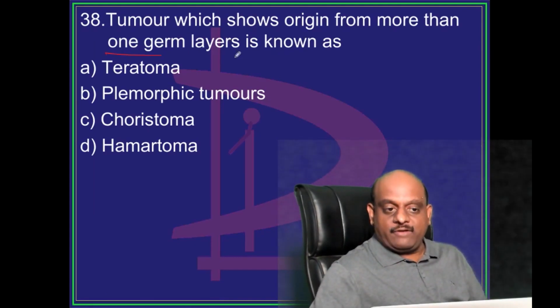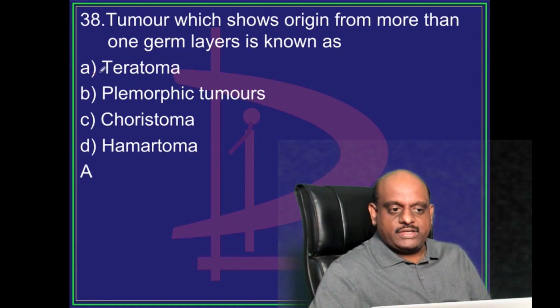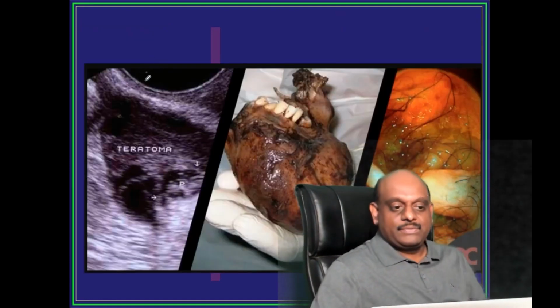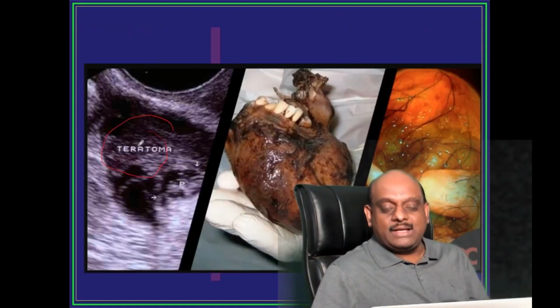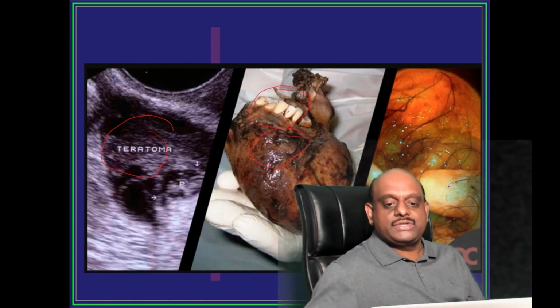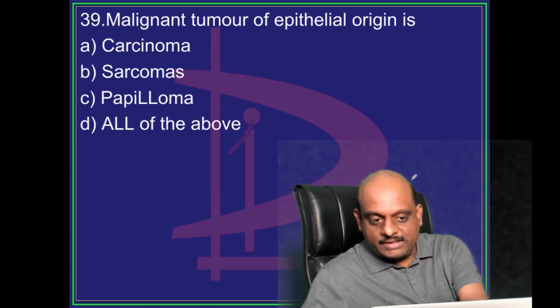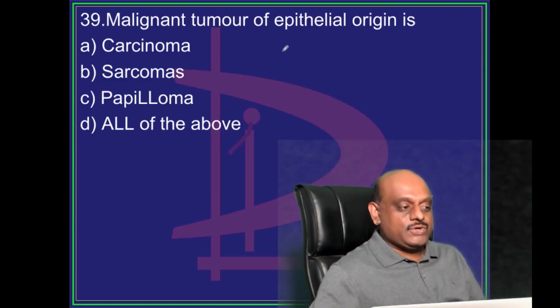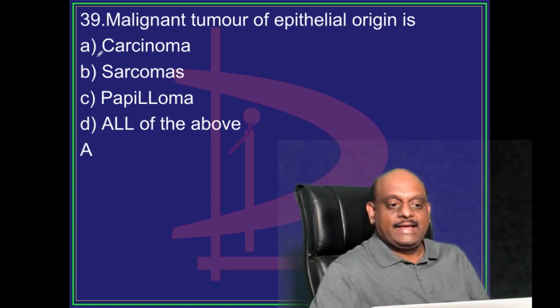The tumor which is coming from more than one germ layer, what is it called? Teratoma. So this is a classical teratoma. Teratoma ke andar teeth ho sakta, hair ho sakta, kuch bhi ho sakta. Malignant tumor of the epithelial origin ko kya kehte hain? Carcinoma.